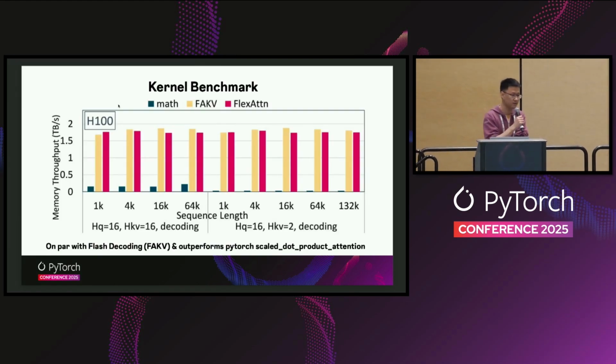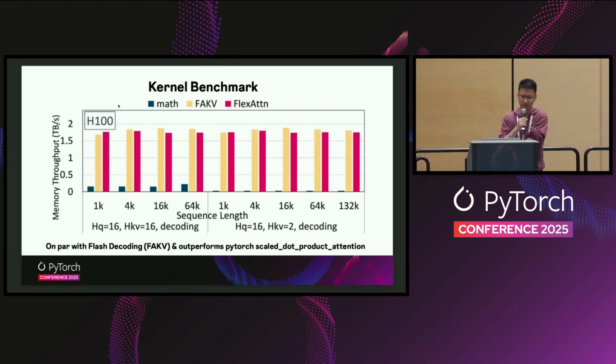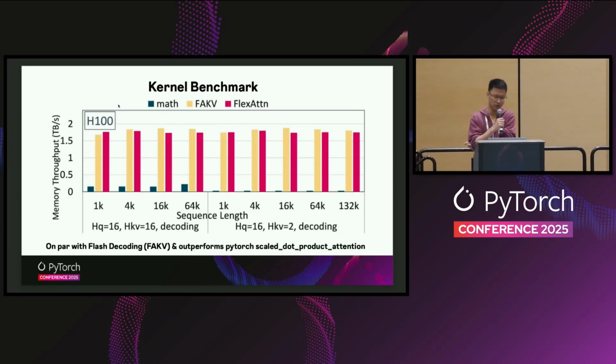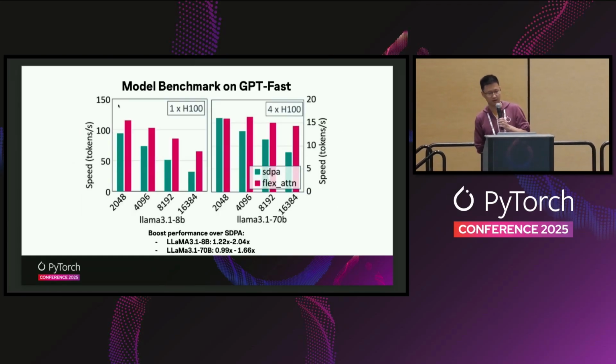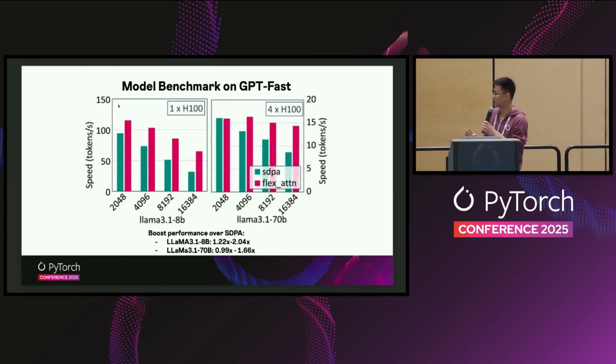A little bit on the kernel benchmark. Here we compare with flash decoding and also the PyTorch SDPA. It's actually on par with flash decoding, and it's much faster than the SDPA for this inference setting. Also, we have some model-level benchmark on GPT-fast. We can see a decent amount of speedup over the SDPA.